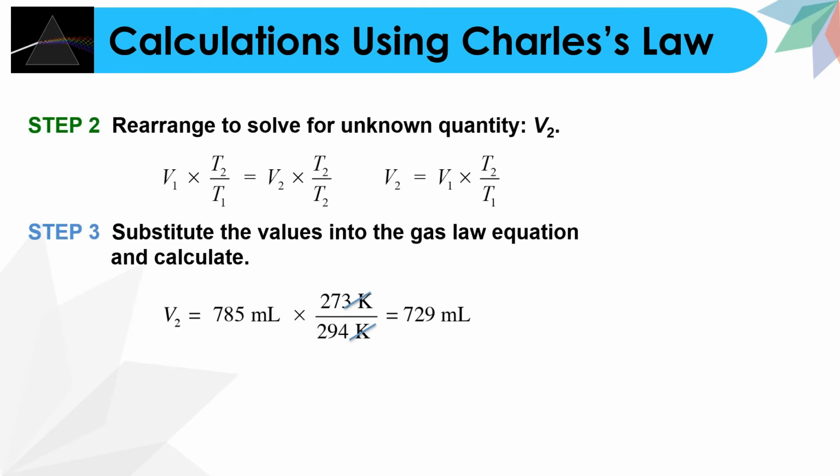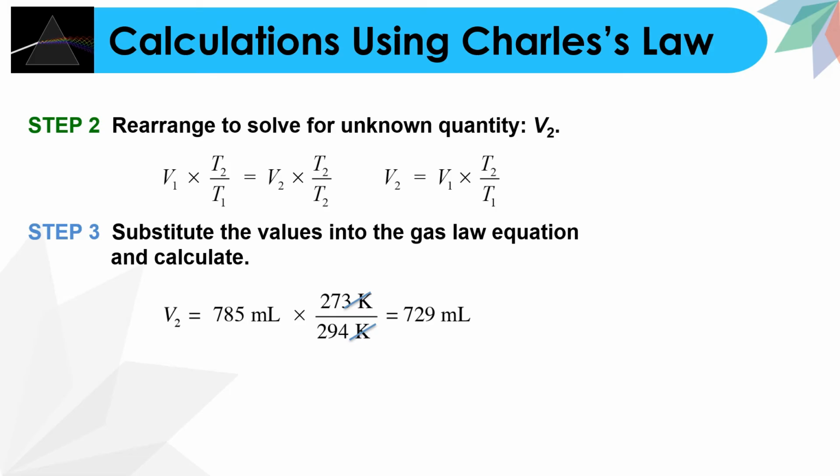So step 2, rearrange to solve for the unknown quantity which is V2. So yung ating magiging formula nito is V2 is equal to V1 times T2 over T1. Now, the last step is to substitute the values into the gas law equation and calculate. So, yung 785 ml is represented yung sa V1, then 273 for the T2 over T1 which is 294 Kelvin. So, 785 times 273, divided by 294. Cancel out the same unit. So, matitira na lang yung unit of measurement for volume which is ml. So, the correct answer for this one is 720 ml.